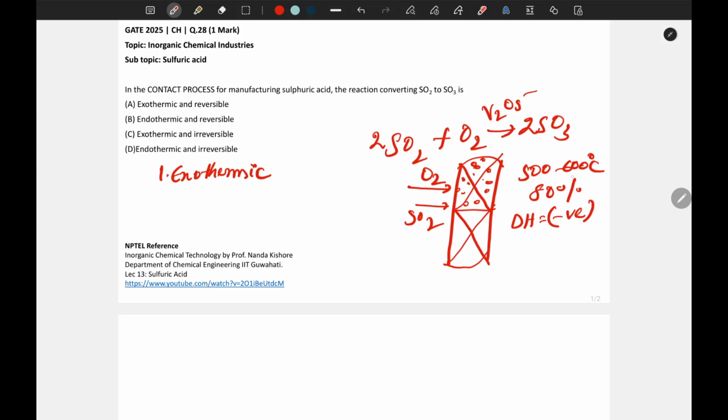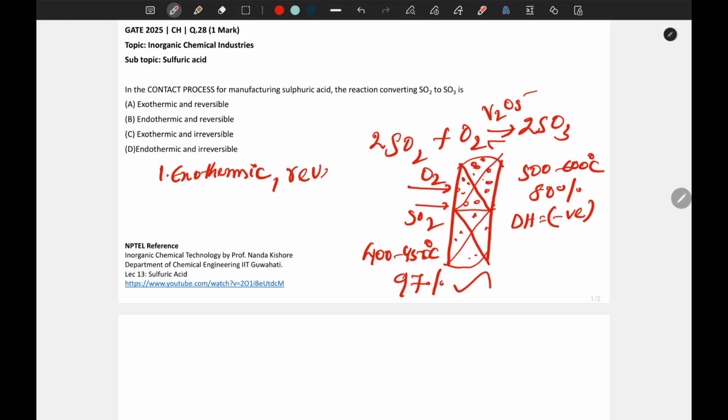Now, in the second stage, the reactants are cooled down to 400 to 450 degrees centigrade, and the conversion is increased to 97%. We have to understand that if we did not decrease the temperature in the second stage, this reaction would be favored toward the backward side. In order to favor the forward reaction, we decrease the temperature, which increases the yield to 97%.